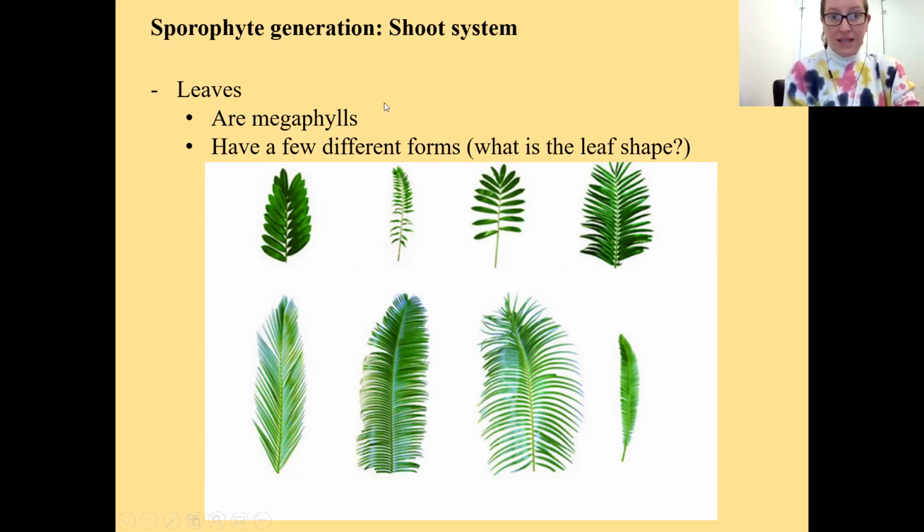Here are some different leaves from cycads. And so what is this leaf shape here? What is this leaf shape here?